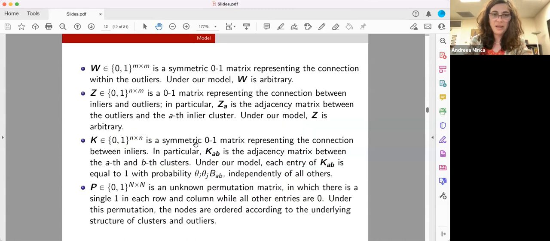So it's really finding this permutation. This is the unknown permutation matrix in which there is a single one in each row and column, and under this unknown permutation, the nodes are ordered according to the underlying structure of clusters and outliers. So other than this, you're assuming that there is this structure, and you're trying to find how you map from the picture that you observe to this known structure, and this mapping is given by this permutation. And once you find this permutation, it is going to tell you which node belongs to which cluster.